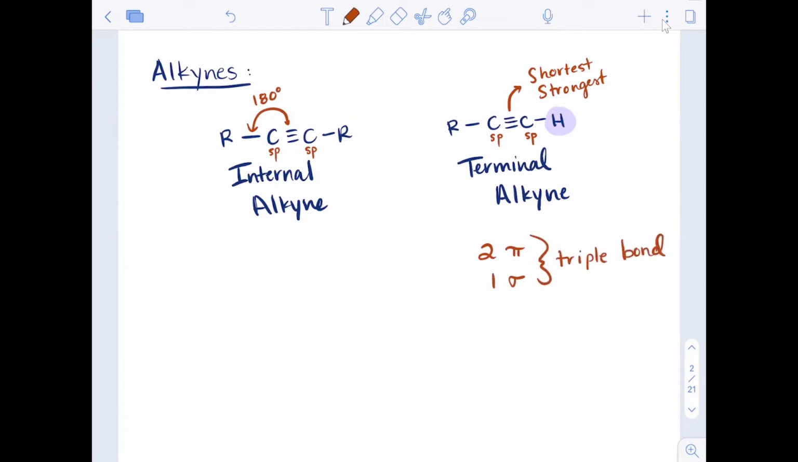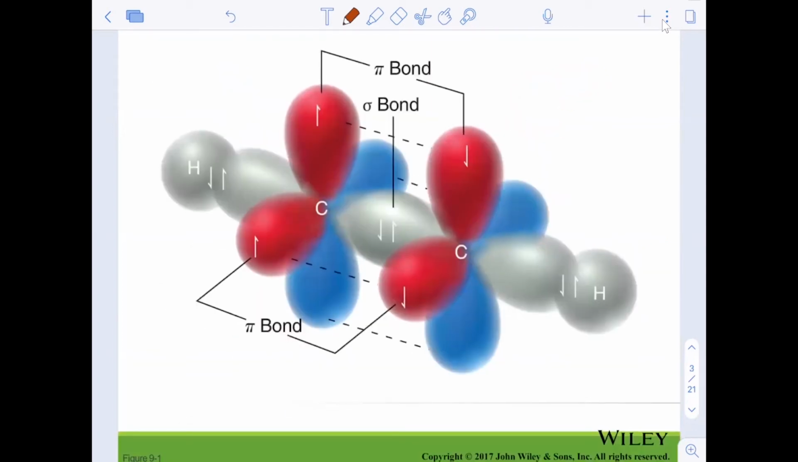It's not 3 times as strong as the single bond, right? But it is stronger than the single or the double bond. And so what we're going to first talk about is looking at the shape. Remember that with the 2 pi bond aspect, we have 2 p orbitals that are parallel and overlapping. Notice those 2 electrons. Let me just highlight them here. Here's one pi bond. Here's the other pi bond, right?